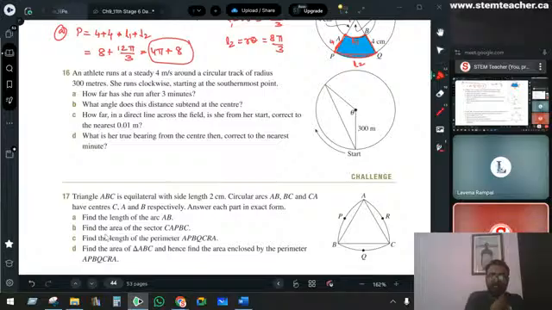An athlete runs steady 4 meters per second around the circular track of radius 300 meters. She runs clockwise, starting at the southernmost point. How far does she run after 3 minutes? It is a physics formula.